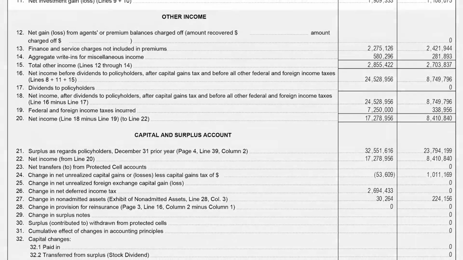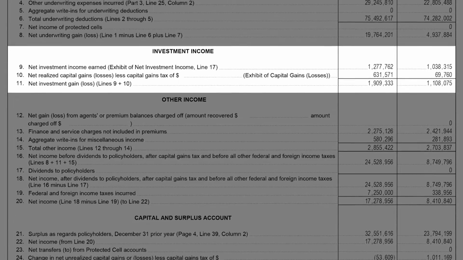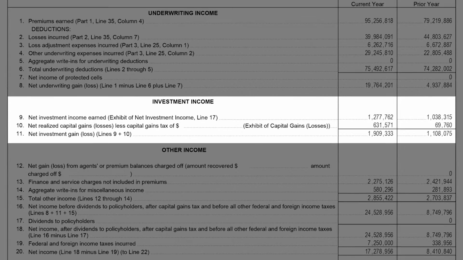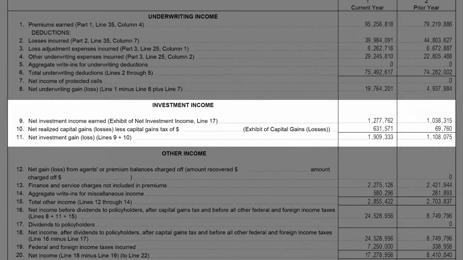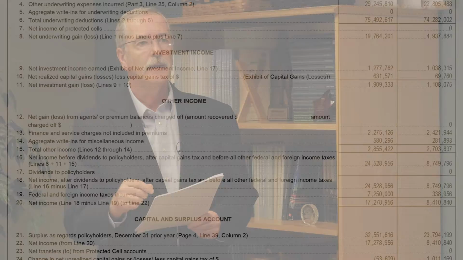The next section we're going to talk about on the statement of income is investment income. This is the earned income from the entire investment portfolio for the property casualty insurance company itself. What you need to keep in mind here is that the property casualty insurance company bills and earns or collects its premium in advance when the policy is written.